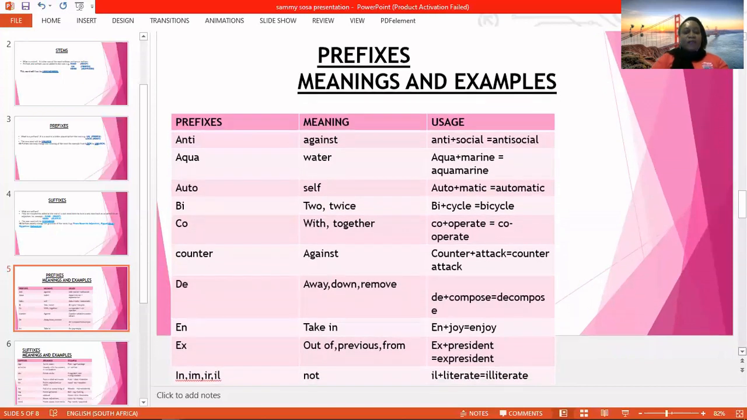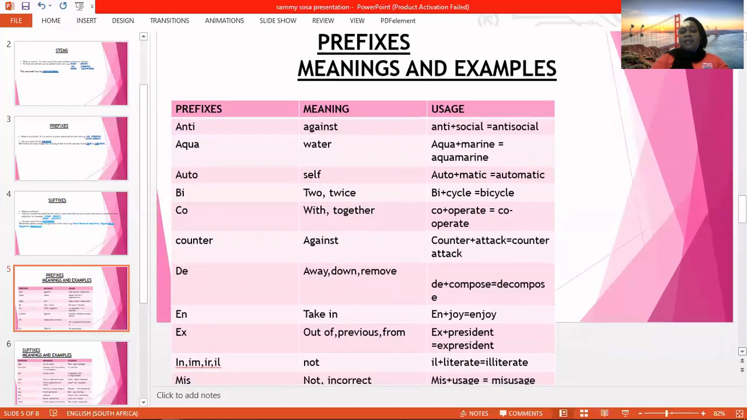We also have im, in, ir, il. All those prefixes mean not. If we put together il and literate, we will get the word illiterate, meaning not literate, one who cannot read nor write.